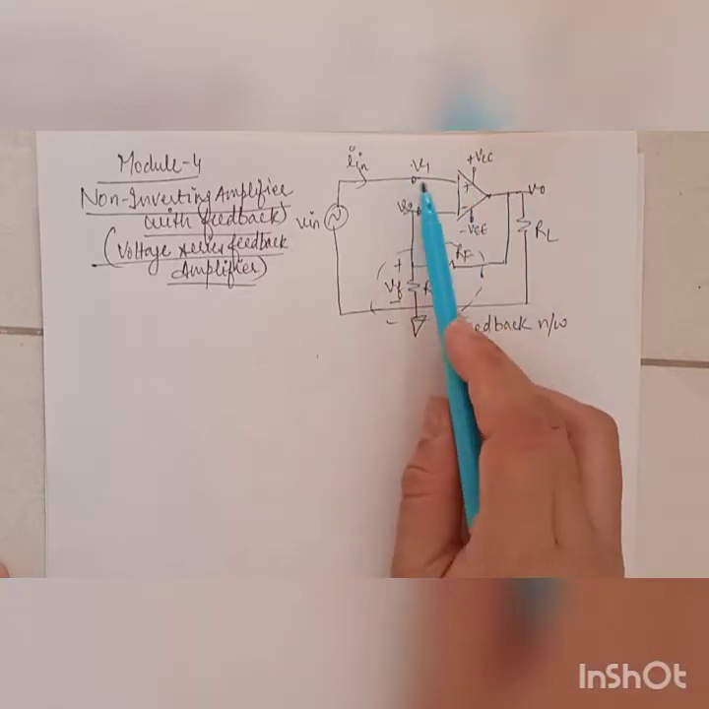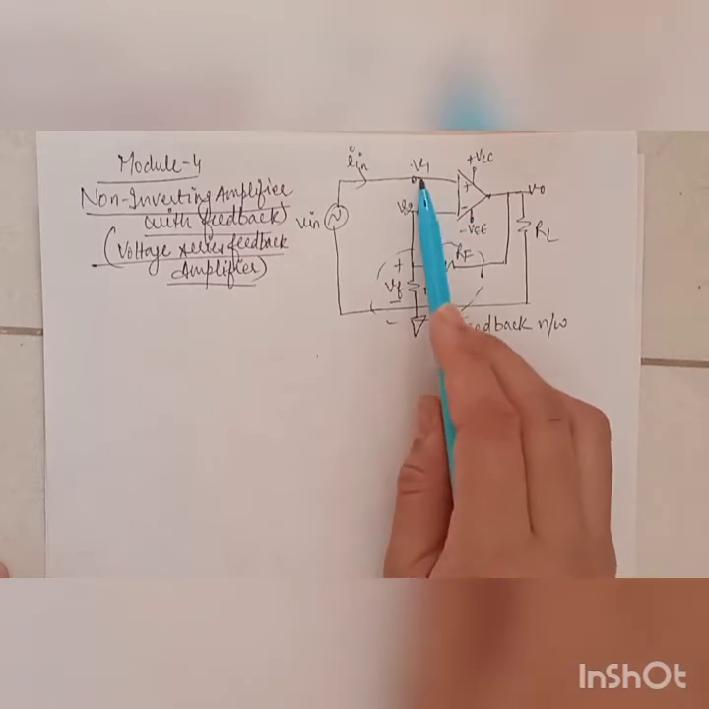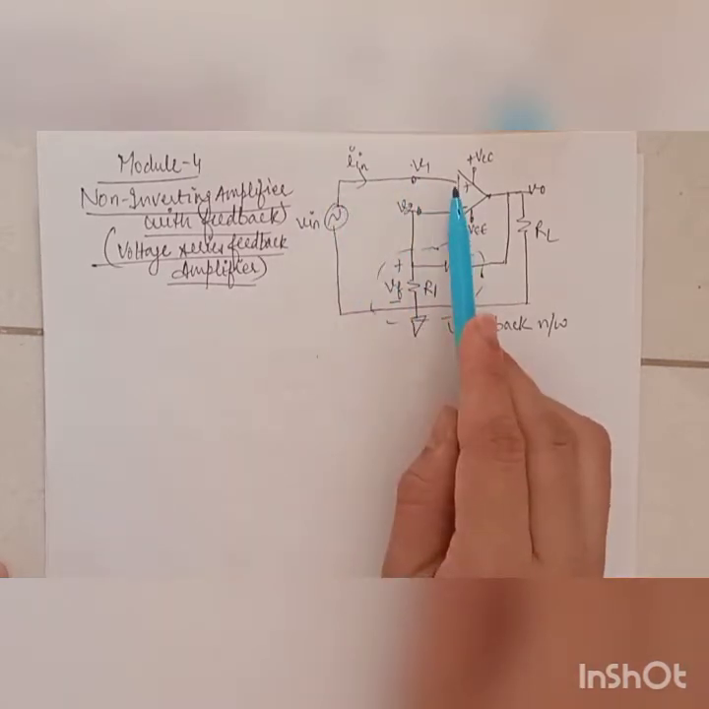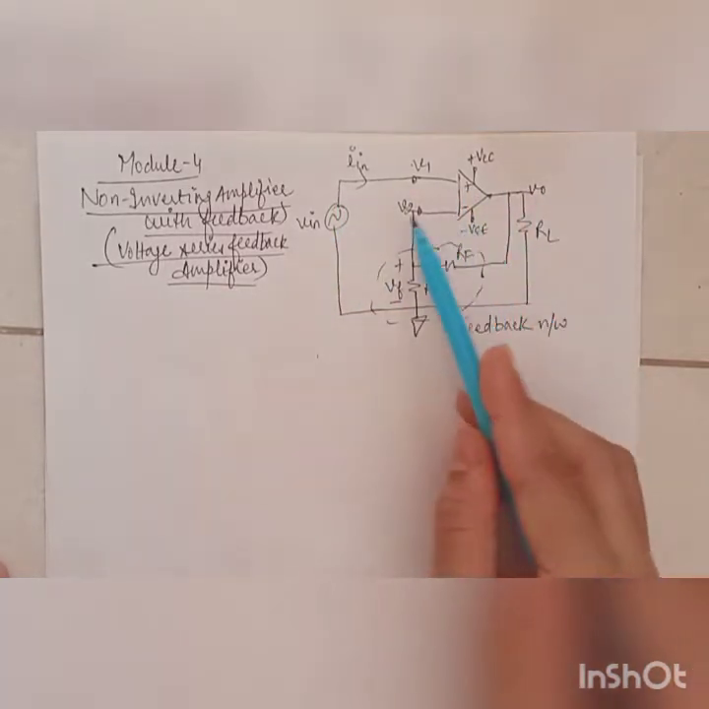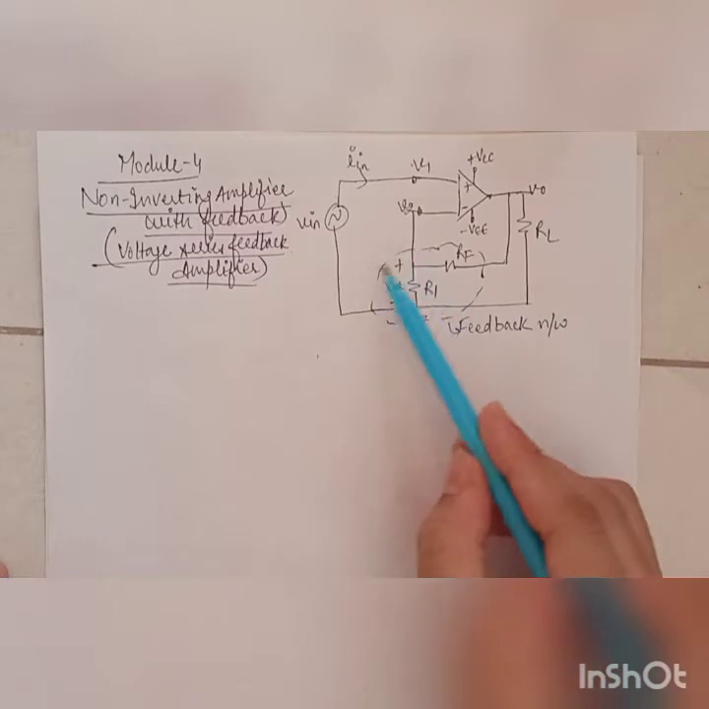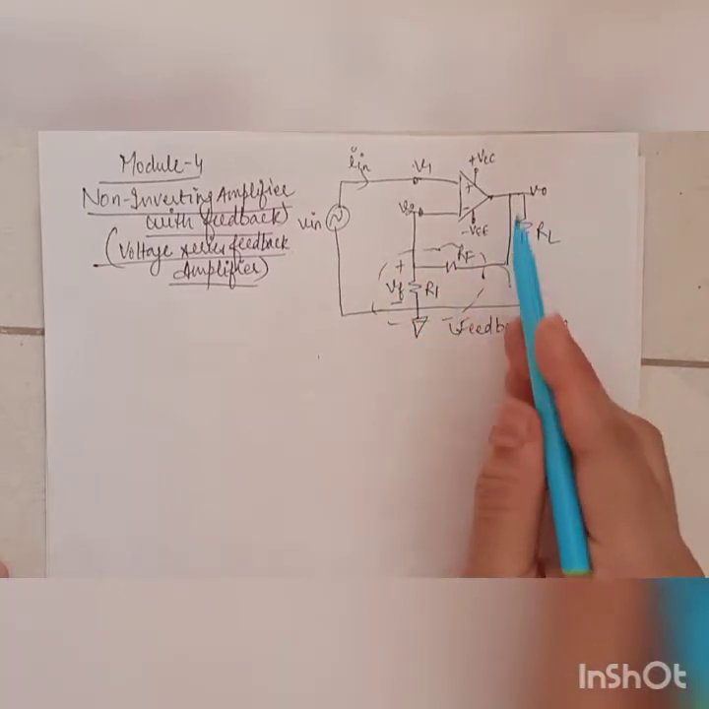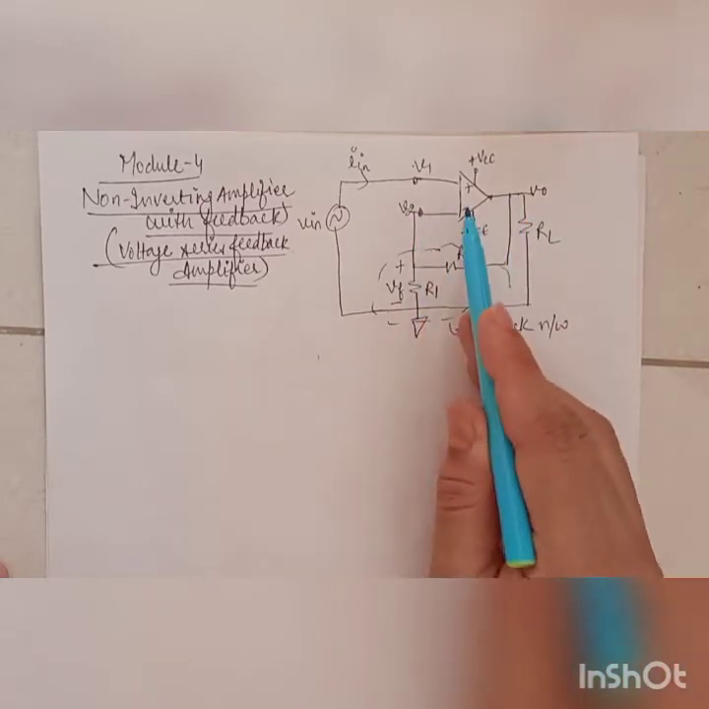This is the non-inverting terminal where we are applying input V1. This is the inverting terminal where we are applying V2. To this V1 we are applying an input Vin, so that's why it is called a non-inverting amplifier, because input is being applied to the non-inverting pin here. Now this is your feedback network, which consists of RF and R1. You can see this is a negative feedback because output is being fed to the inverting pin.